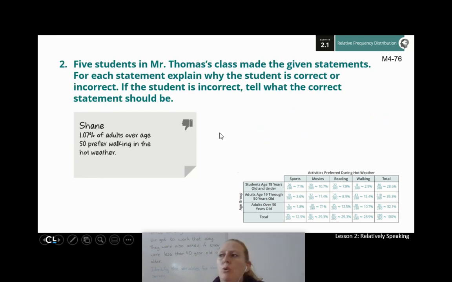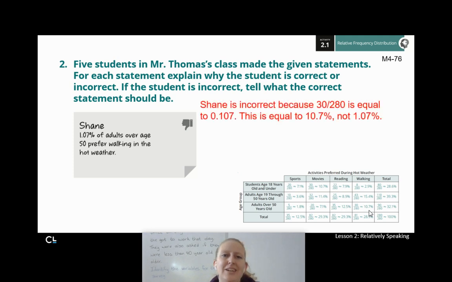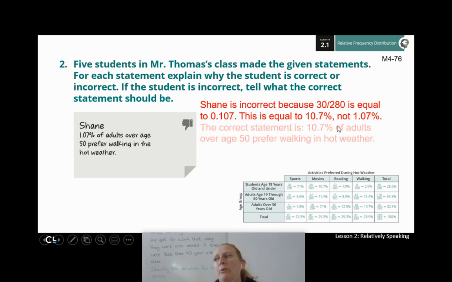Shane says that 1.07% of adults over age 50 prefer walking in the hot weather. So here's my over 50 crowd. Here's my walking. Wait, he said 1.07? Shane's incorrect because 30 divided by 280 is equal to 0.107, but if you multiply by 100, that's 10.7%, not 1.07%. So the correct statement should be 10.7% of adults over age 50 prefer walking in hot weather.